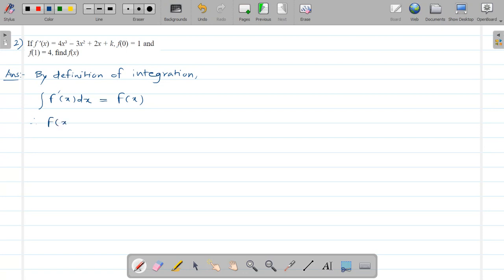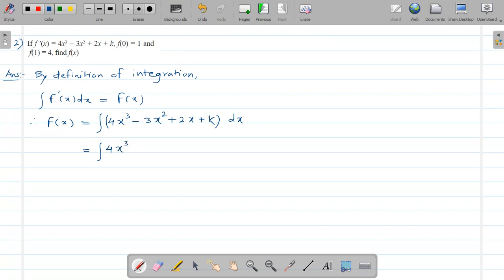So if you want f of x from f dash x, then you just integrate that f dash x. So it is the integration of 4x cube minus 3x square plus 2x plus k with respect to x. If you take the integration of this, then you will get f of x. Now take the integration of every term here.